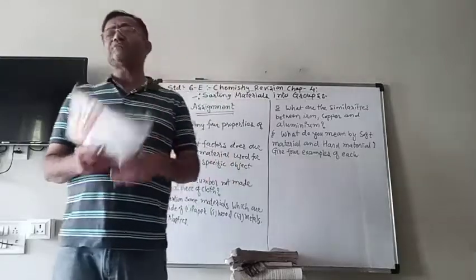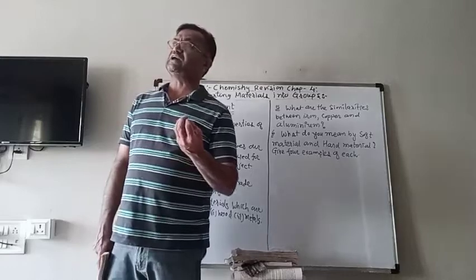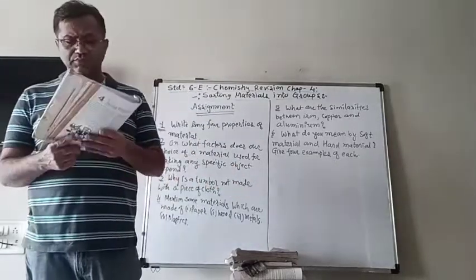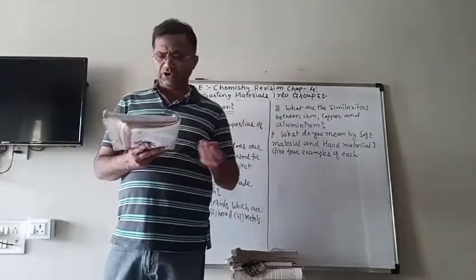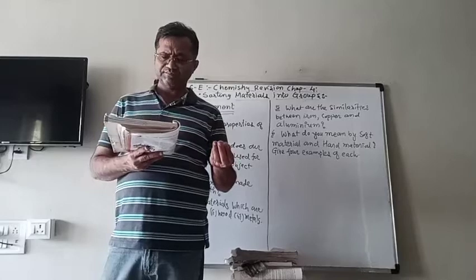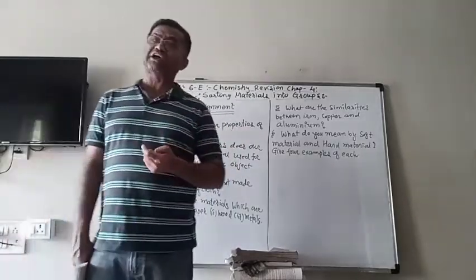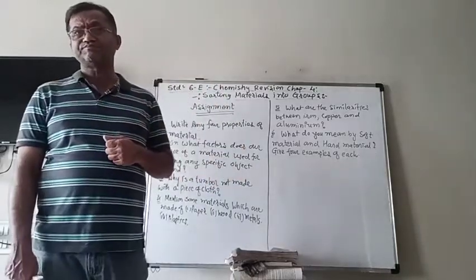You can make a list of the objects around you such that they are made up of different materials also. For example, a plate is made from metal, means steel. Glass plates are also available. Plastic plates are also available. And nowadays paper plates are also available.